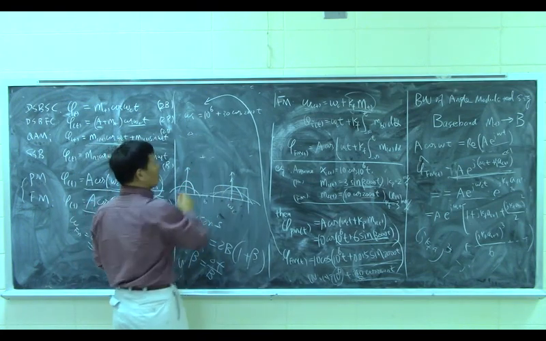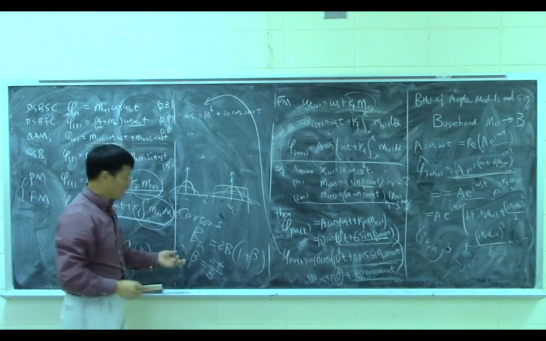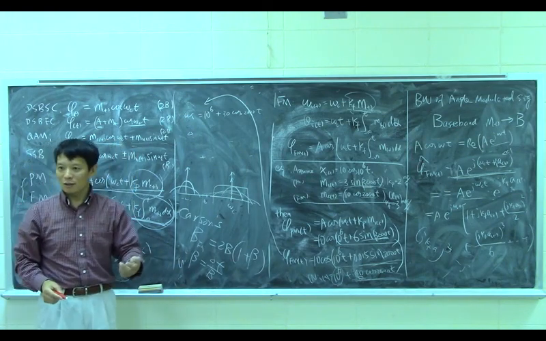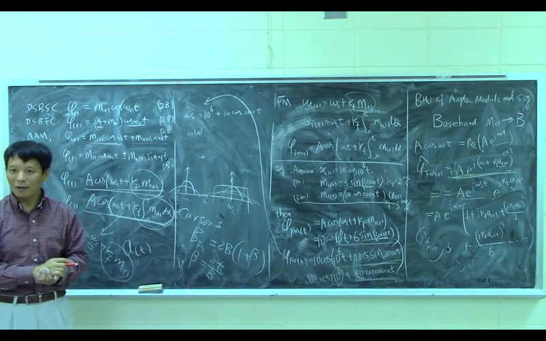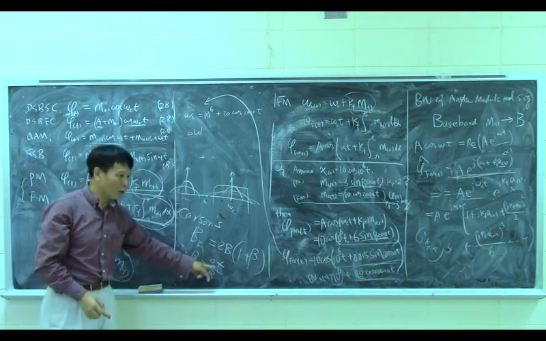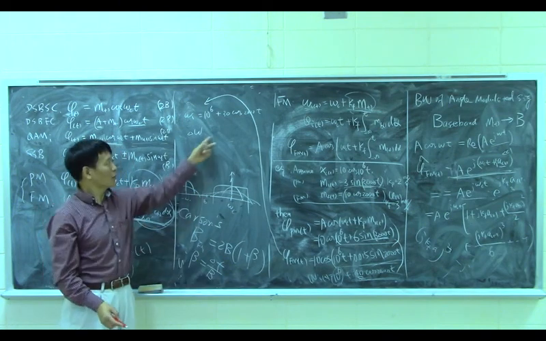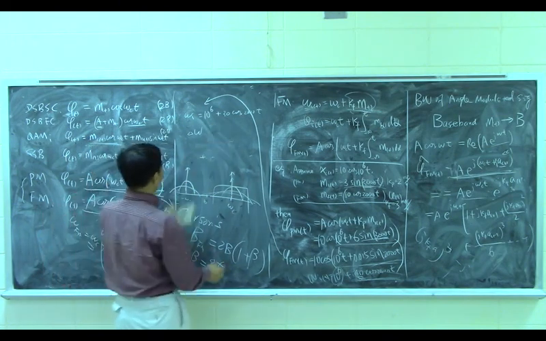So delta F. But now we cannot use delta F, right? F means hertz. So we need to use delta omega. Does it make sense to you? Why do you want delta omega instead of F? Because F is in hertz. This one we prefer using. Or if you like, we can still use delta F.